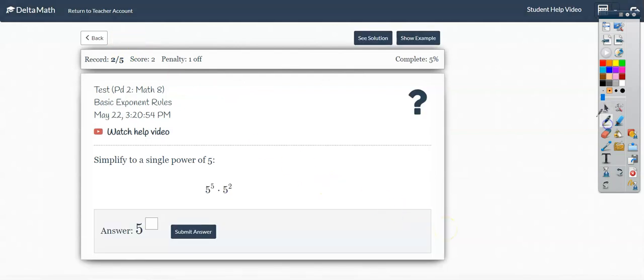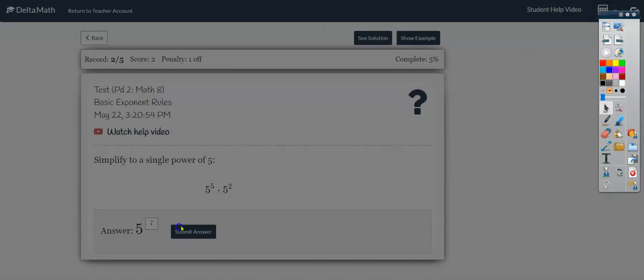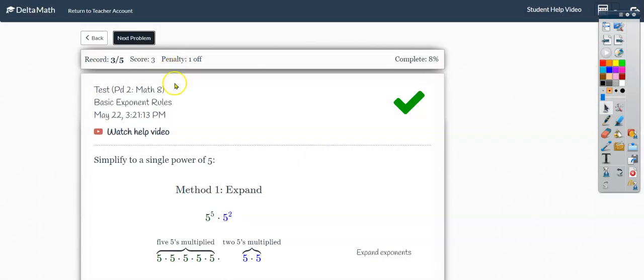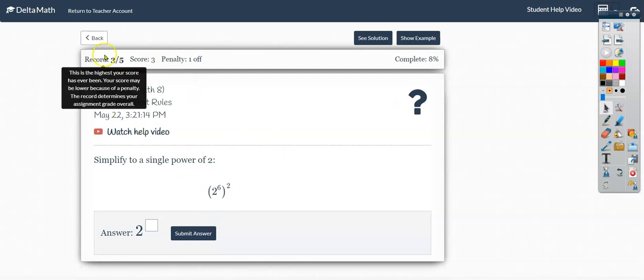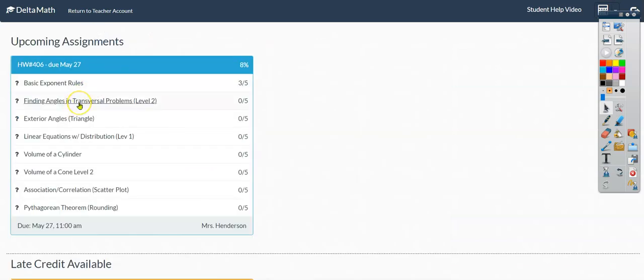Again, when you multiply like bases, whether you use an x or a dot, you keep the base the same and you add the two powers together. Our powers are 5 and 2, so that gives us 5 to the 7th power. 5 to the 7th power is our final answer. Alright, hopefully you're not having much trouble with these. Let's move on to the next one.